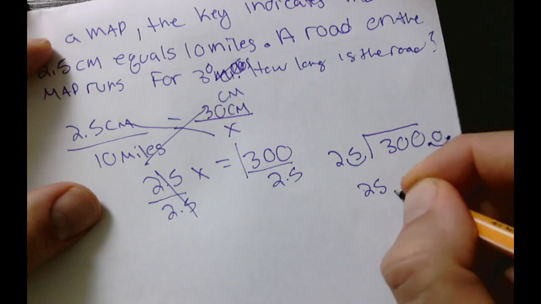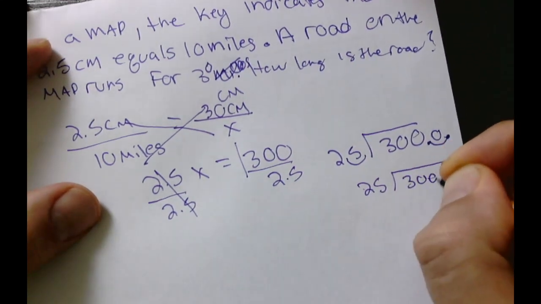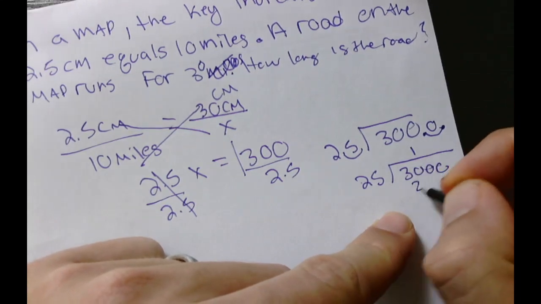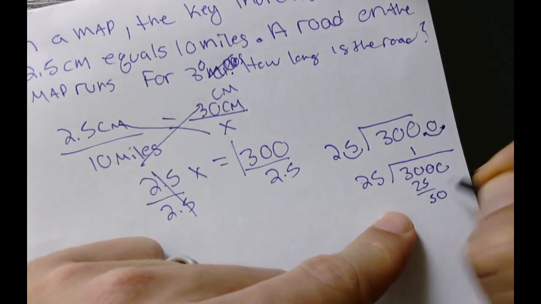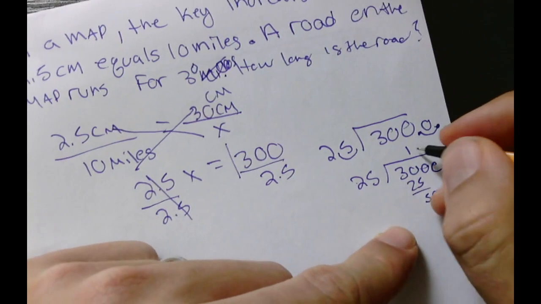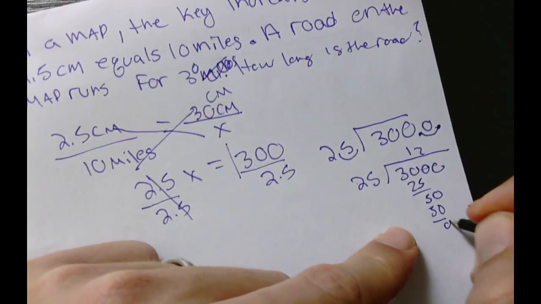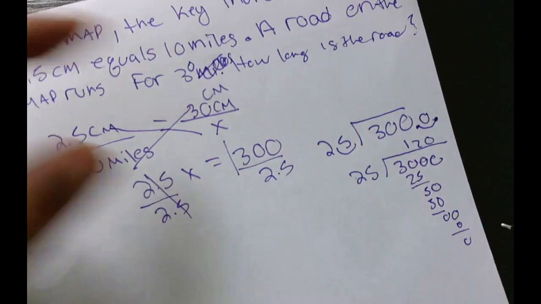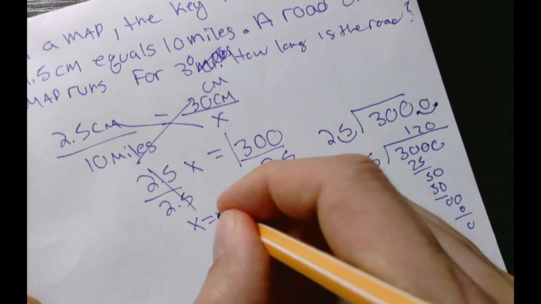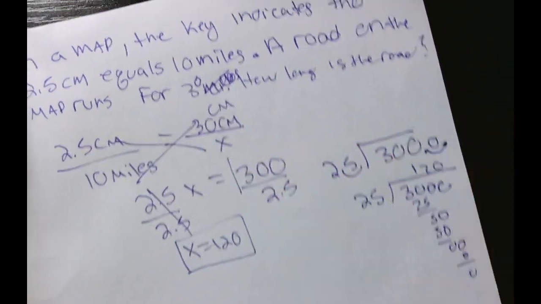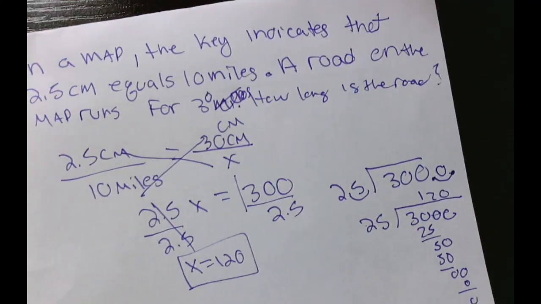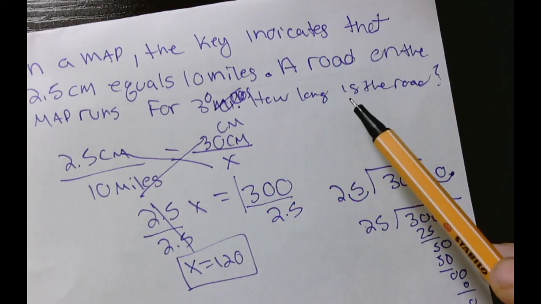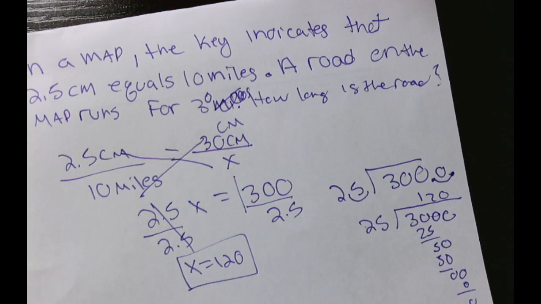Now I have 25 into 3,000. 25 can go into 30 one time, with the remainder of 5. 25 can go into 50 two times, the remainder is 0. 0 times 25 is 0, and I end up with 120. So x is equal to 120. So how long is the road? If the map runs 30 centimeters, well, the road is 120 miles.